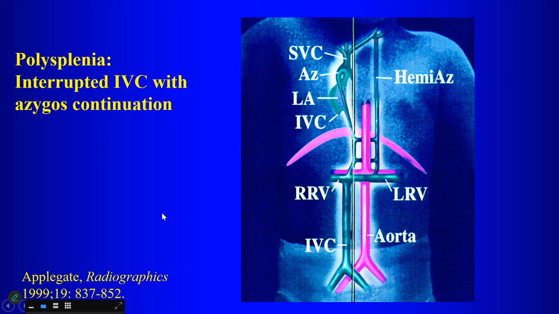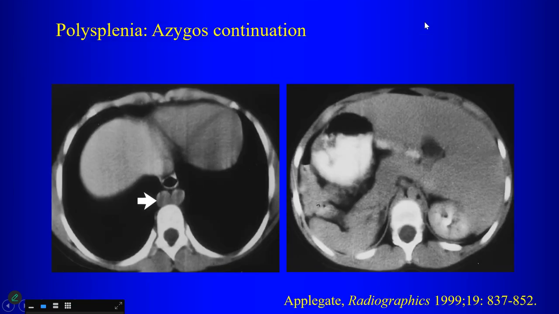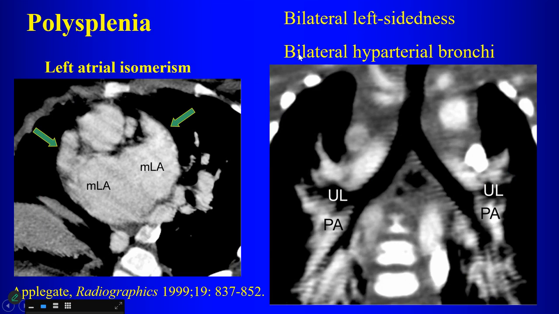So the intrahepatic IVC is missing. So we'll have azygous continuation of the IVC. So you'll have a big azygous vein. In these cases, patients with polysplenia might have a big azygous vein from azygous continuation of the IVC. Here's your big azygous vein there that's going to go up and then drain to the superior vena cava in this particular patient with polysplenia. Okay.